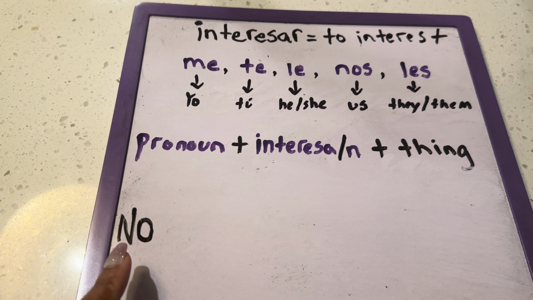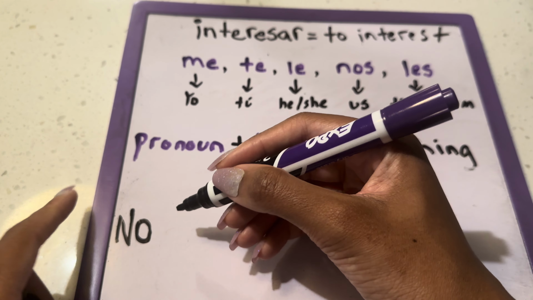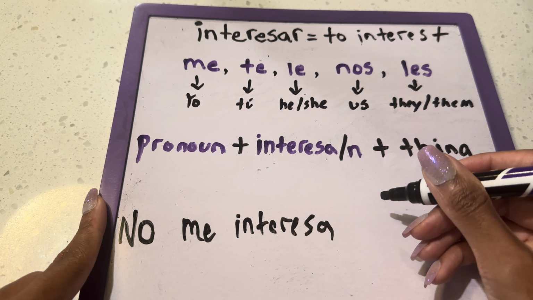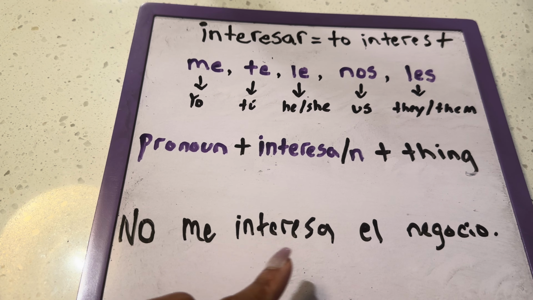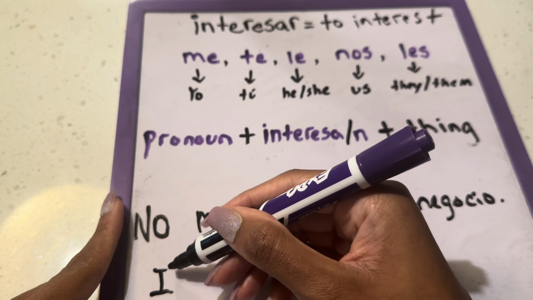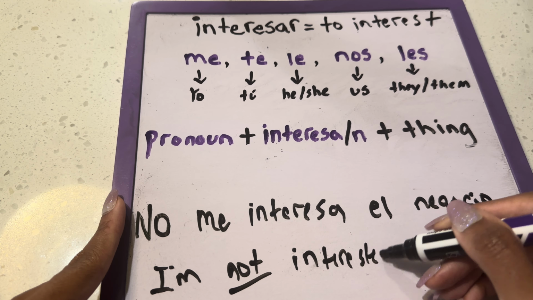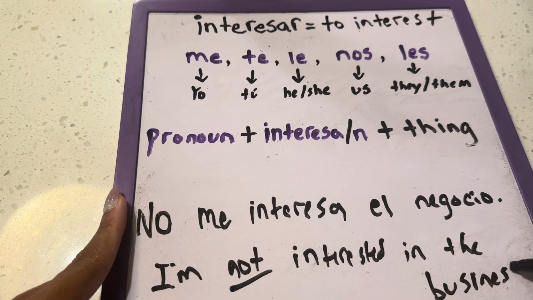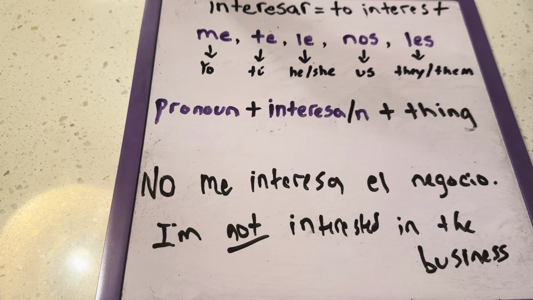If ever you want to say you are not interested in something, then you'll put the word no before the rest of the sentence. So it'll be no me interesa el negocio. Okay, so now you're saying I'm not interested in the business. So yeah, all you gotta do is just add no at the beginning of the sentence and then you carry on with the rest of the formula. Okay, so just thought I'd throw that in there.